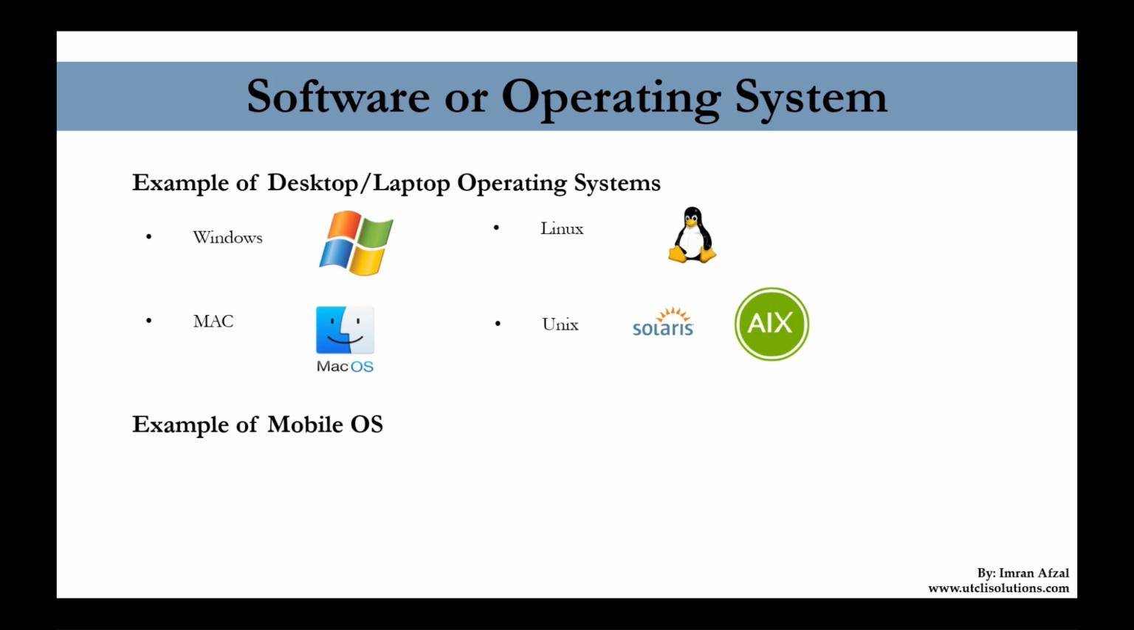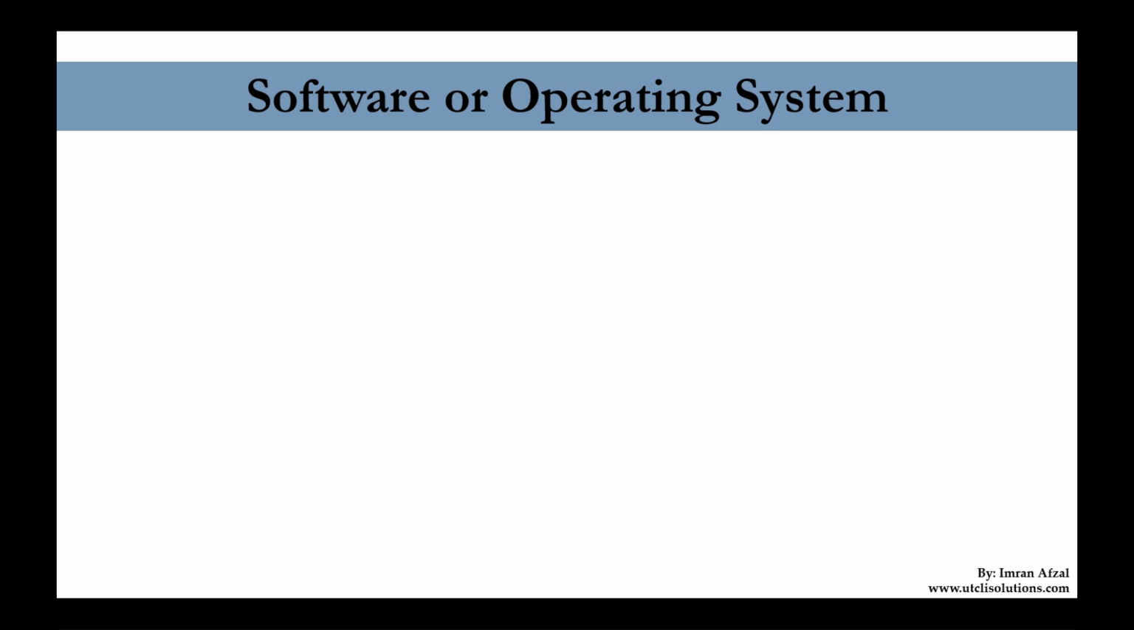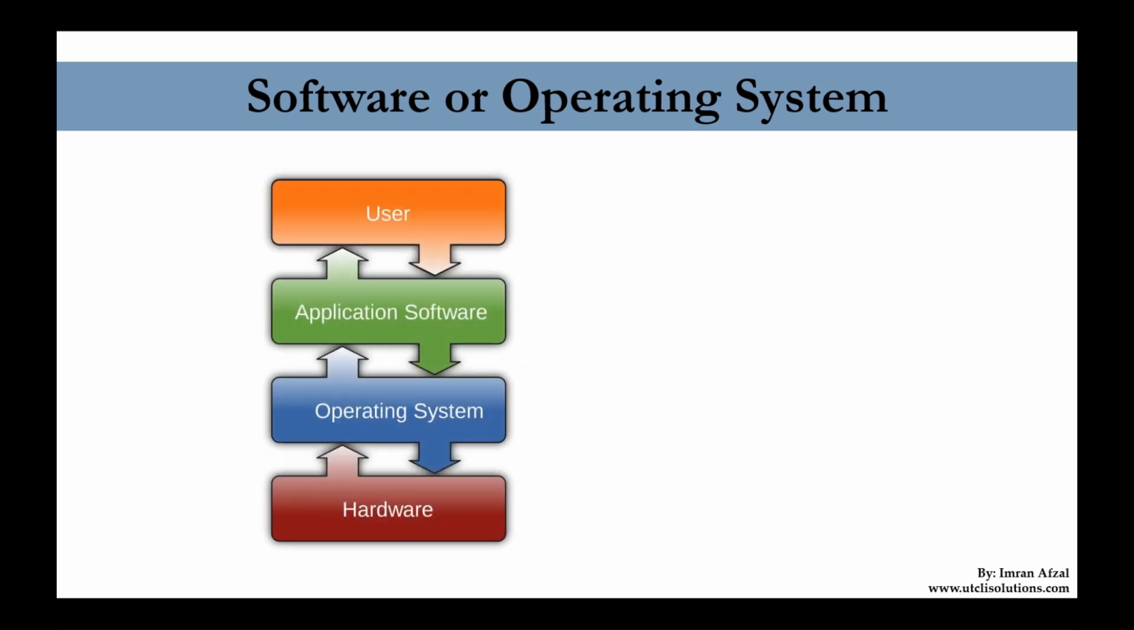Then let's look at the example of mobile operating system that's running in your cell phone. Number one is iPhone, it runs iOS operating system. And the second one is Samsung, which runs Android operating system. Okay, so let's understand how our operating system works through this image.